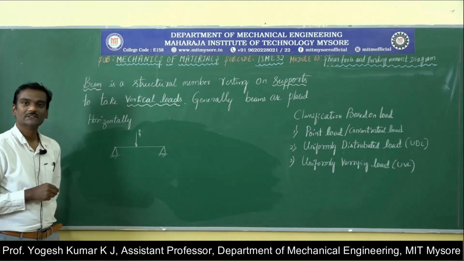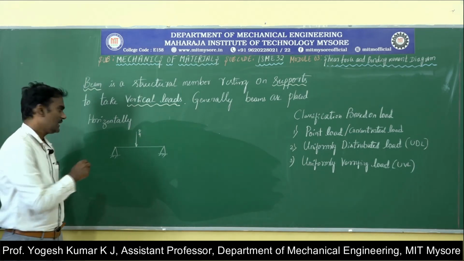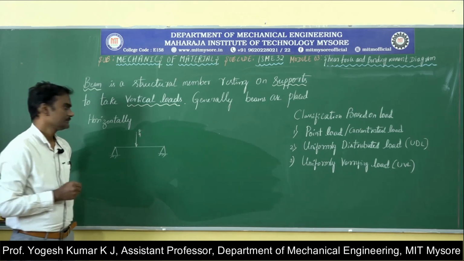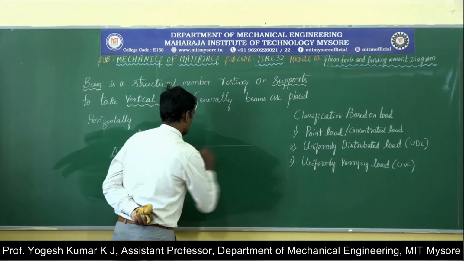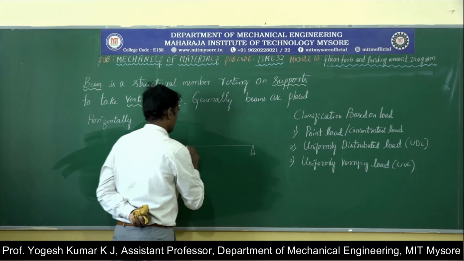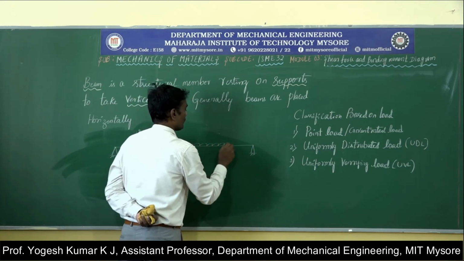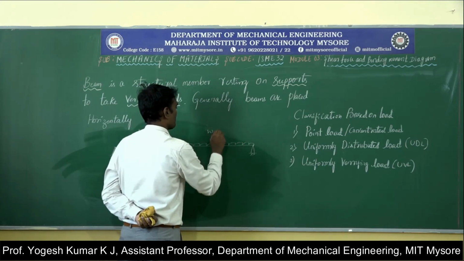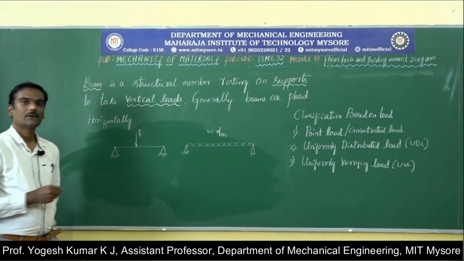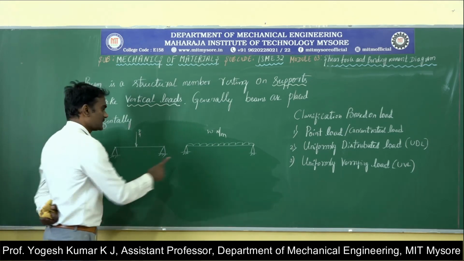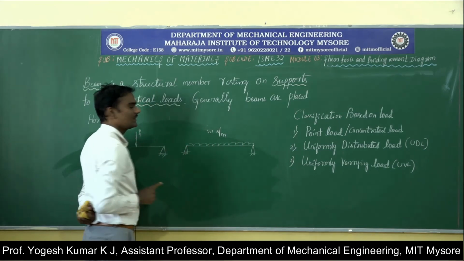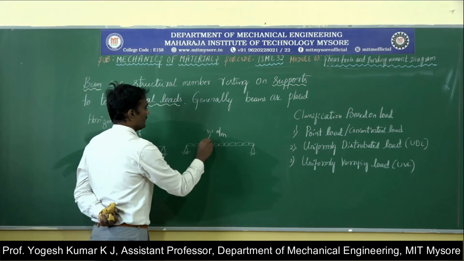So what type of load is this? This is a point load, an example of a concentrated load. Can you tell for what type of load we have written this? We call it a simply supported beam with a uniformly distributed load.